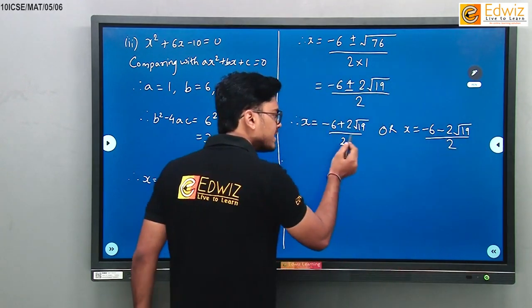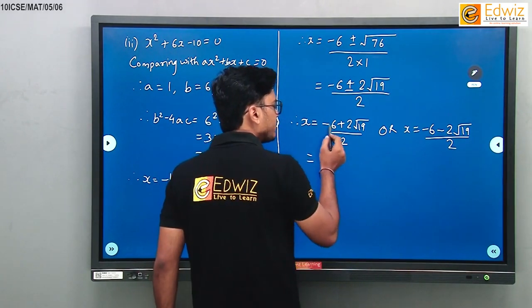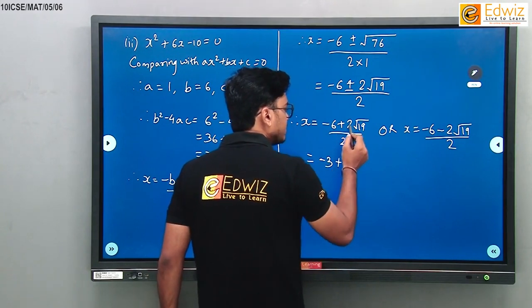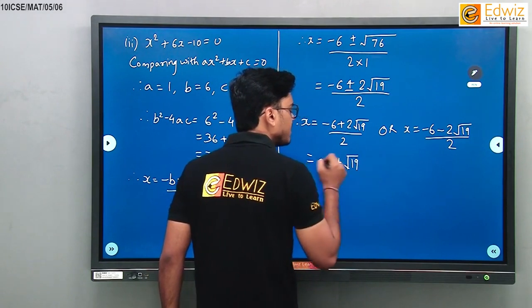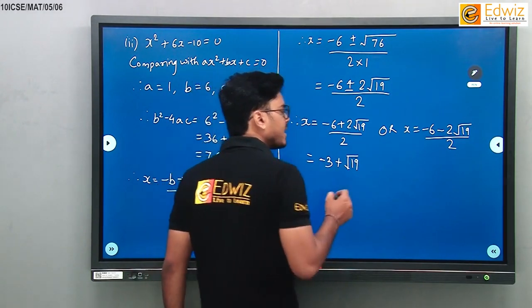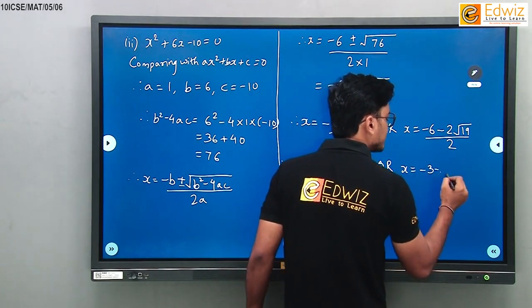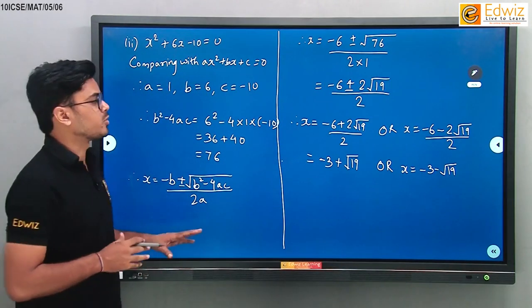Now if we divide both these terms by 2, you can take 2 common and divide by 2. So you will find that minus 6 when divided by 2, you will get minus 3, plus this 2 root 19 divided by 2. 2 and 2 will get cancelled, only root 19 will be left. So minus 3 plus root 19, or x is equal to minus 3 minus root 19. Same thing will happen here. Correct? So these two are the possible solutions of x.